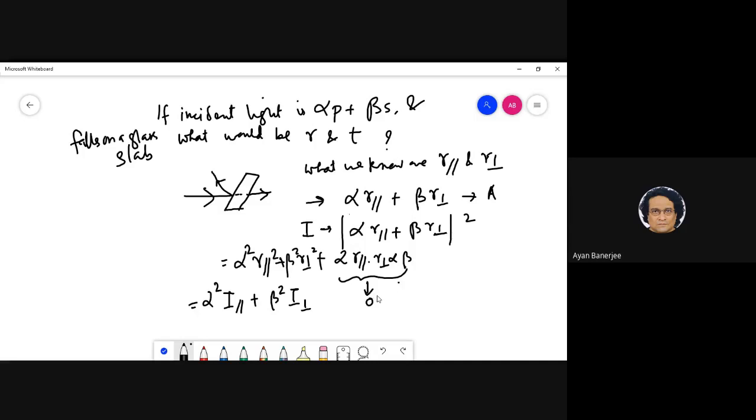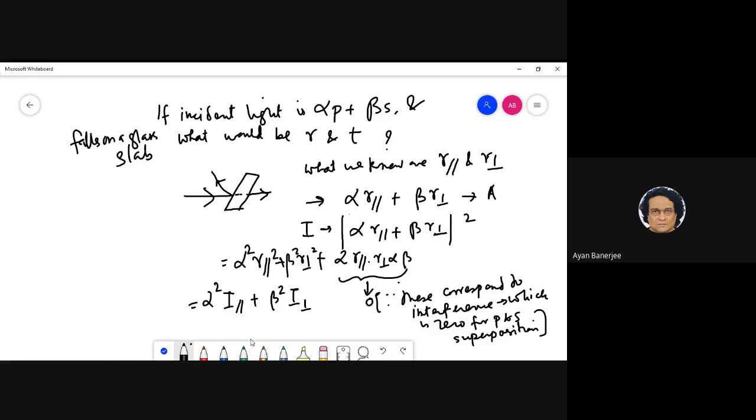This is because these correspond to interference, which is zero for an equal superposition of S and P. So you have to be very careful and ensure that what you actually are doing is just this.